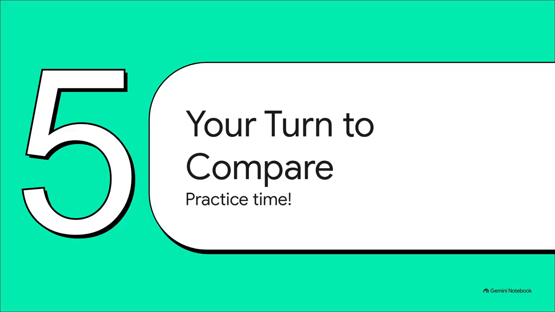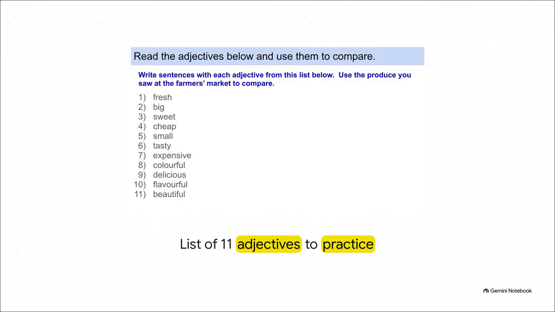Finally, Section 5. Your turn to compare. It's practice time. Take a look at this list of 11 different adjectives we've provided here. This list has a really great mix for you to work with. We've got short words like fresh, big, and sweet. We have words ending in Y, like tasty. And of course, we have those long, beautiful words like expensive, delicious, and flavorful.